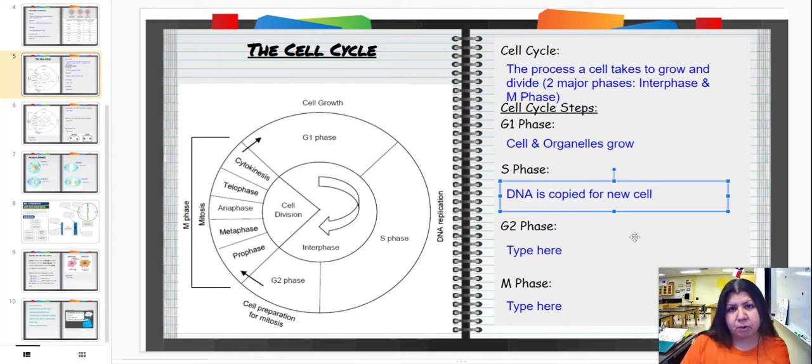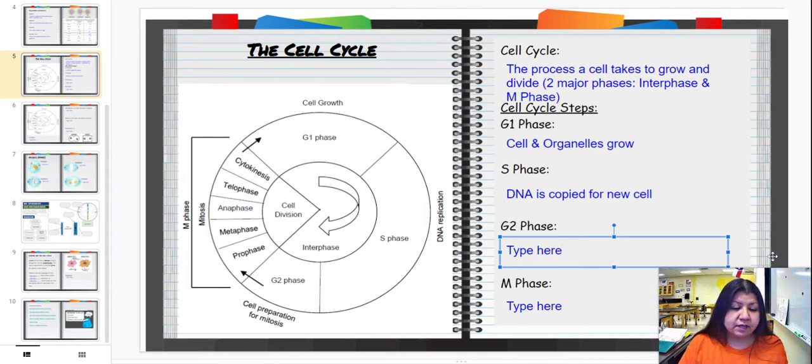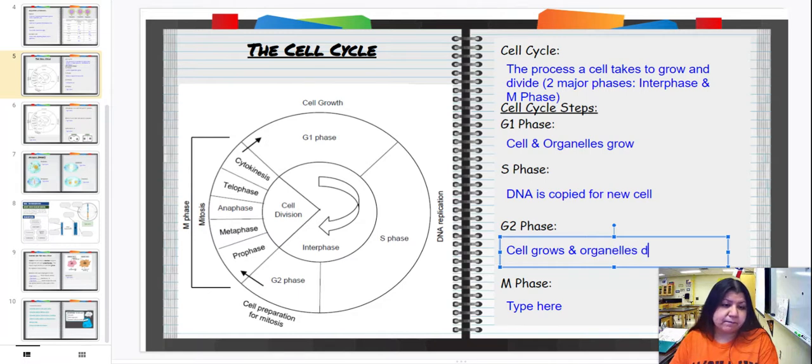My cell isn't quite fully grown yet. It needs to keep on growing. So during G2, we have more growth. The cell grows, and what's really cool about G2 is that my organelles double here, because a new cell has to have its own organelles. Looking at interphase, I can see G2 is actually my shortest phase. G2 doesn't take very long.